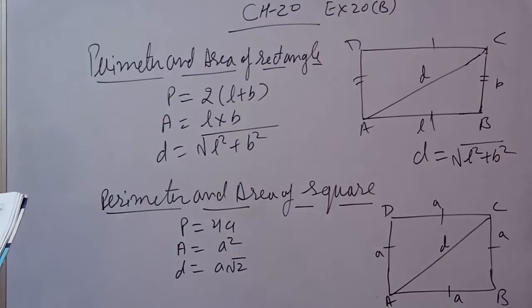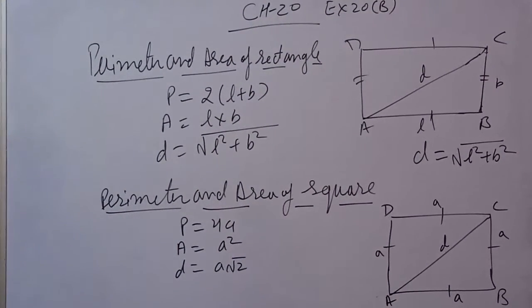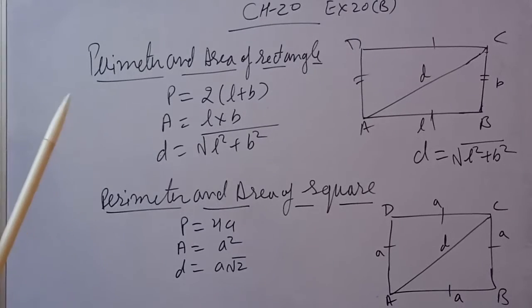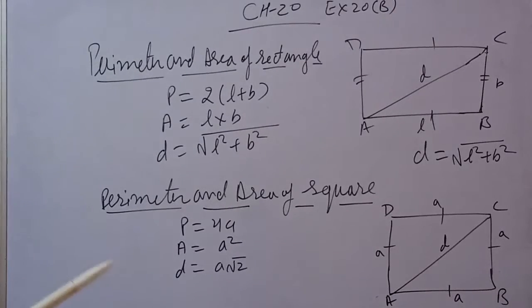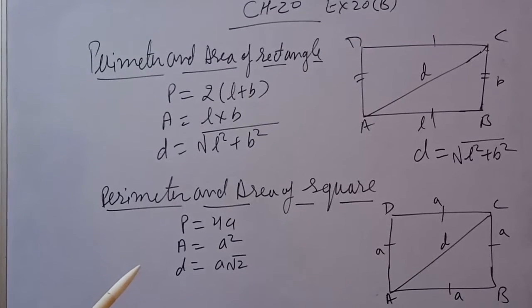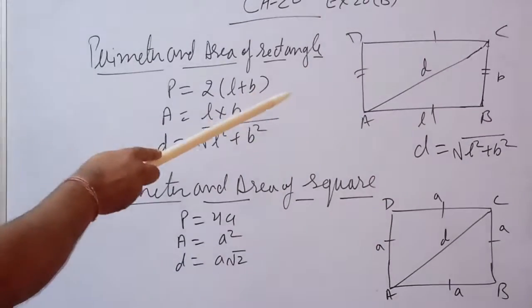We are studying chapter 20, in which we are studying the area and the perimeter of closed figures. Here we are studying the perimeter and area of a rectangle, and the perimeter and area of a square. I have made the figure.